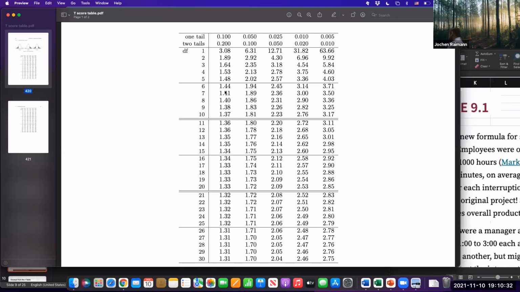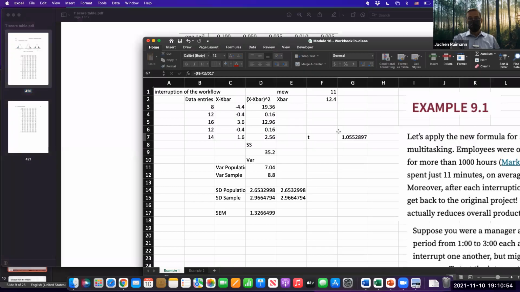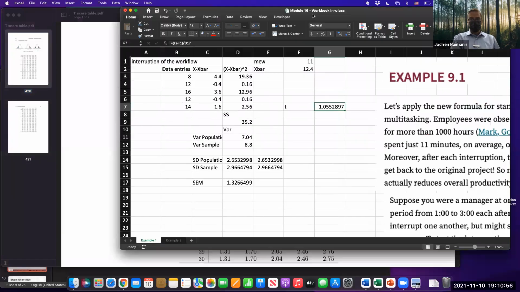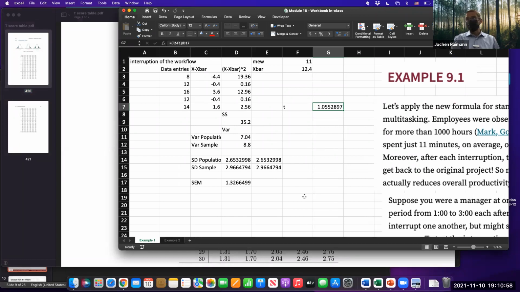You find two tails. Your critical value here is 2.78. If your t is smaller than 2.78, you are not rejecting the null hypothesis. Only once you exceed this critical value are you rejecting the null hypothesis. Okay? Everybody with me? Okay, that was the example. So what do we conclude now from that?